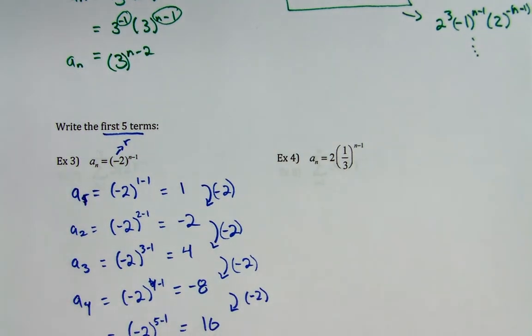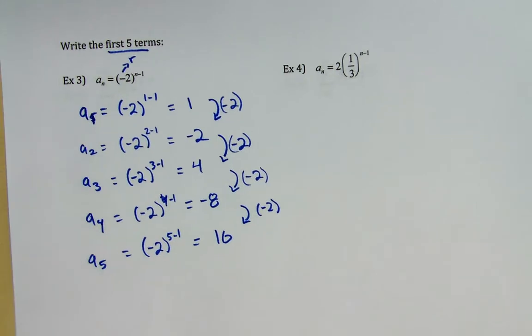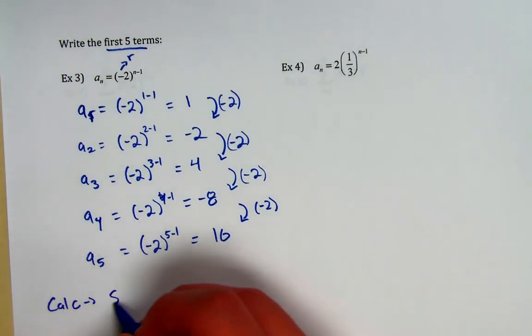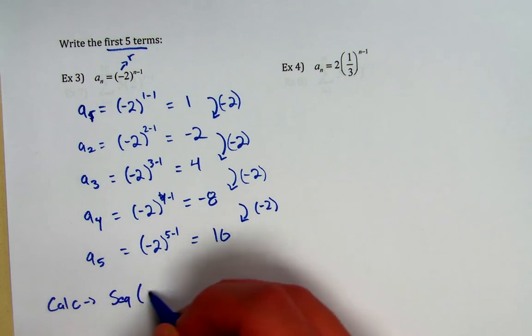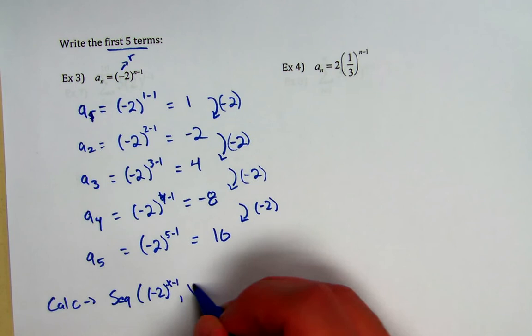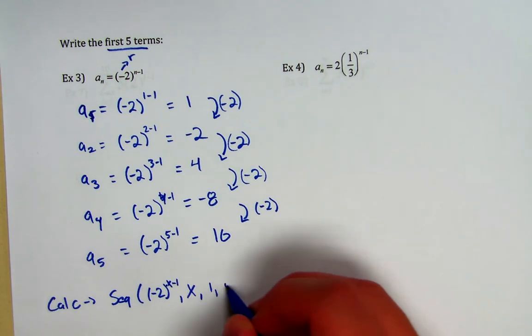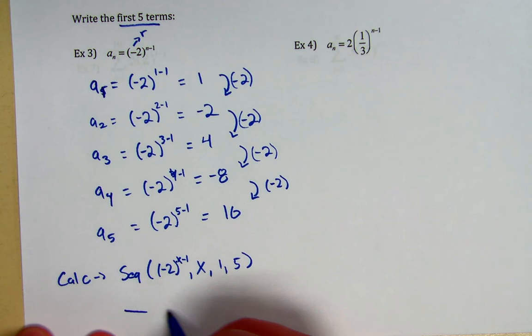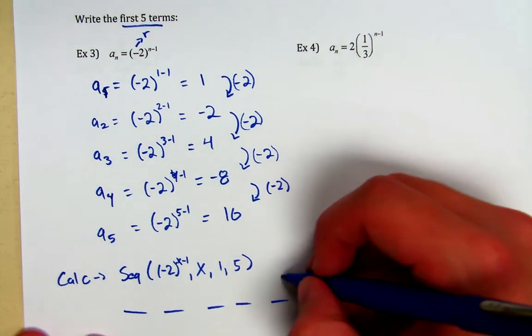Then multiply by negative 2. And again, you could just go in your calculator, do a sequence, put in negative 2 to the x minus 1, call x, start with 1, end with 5, and you'll get your 5 terms, which will match up here.